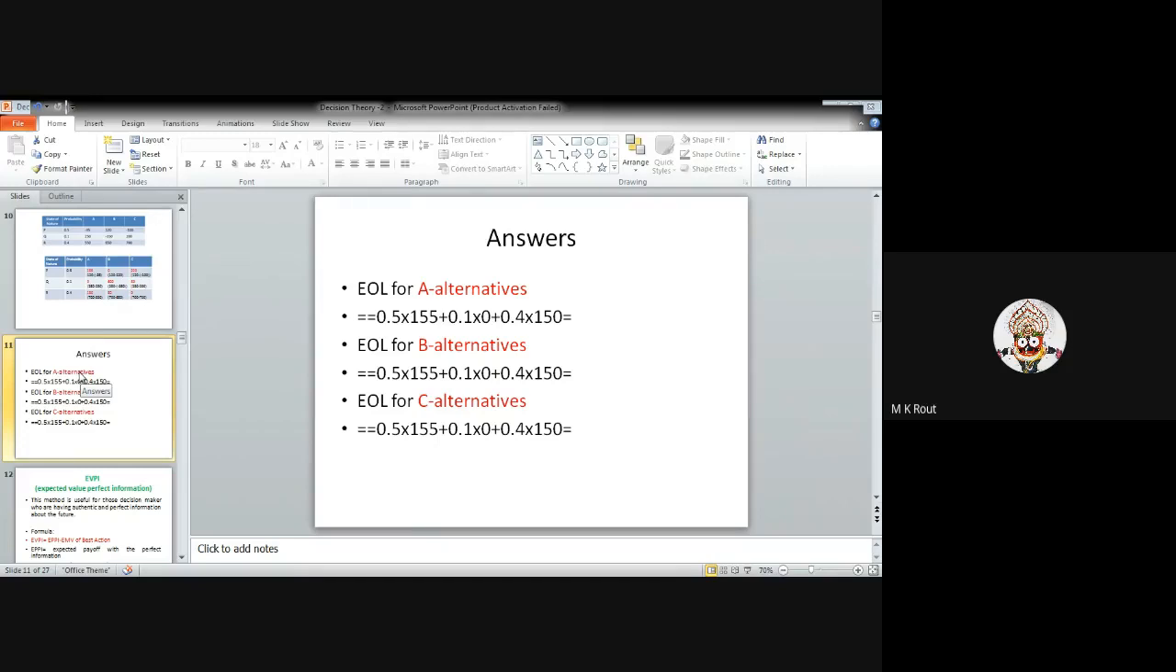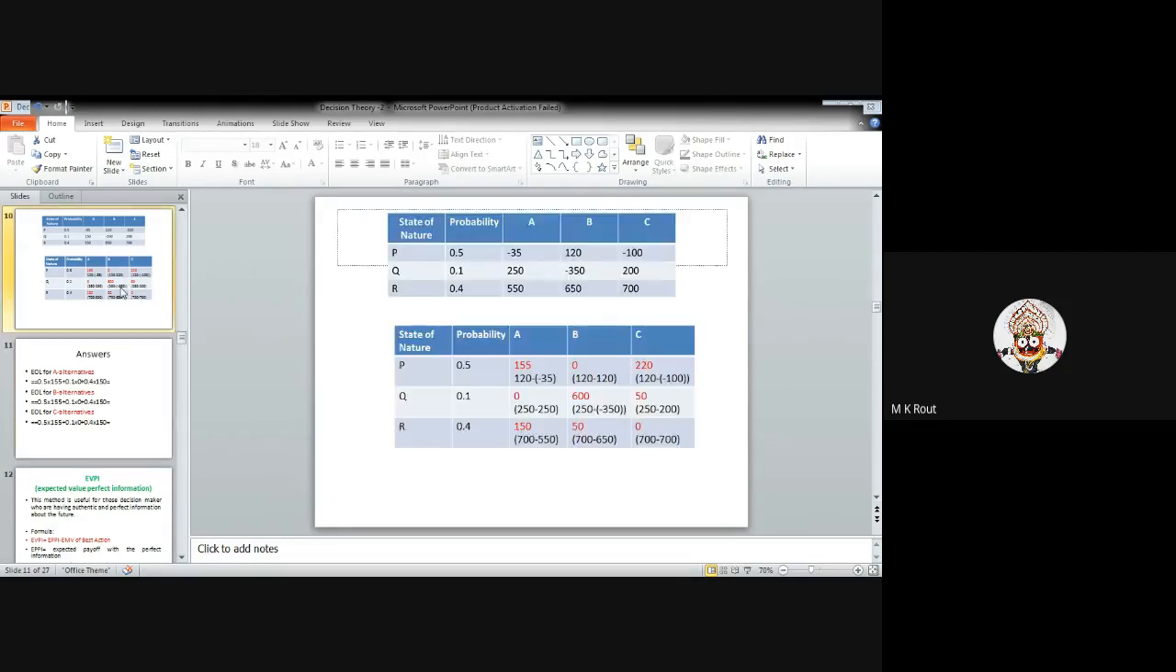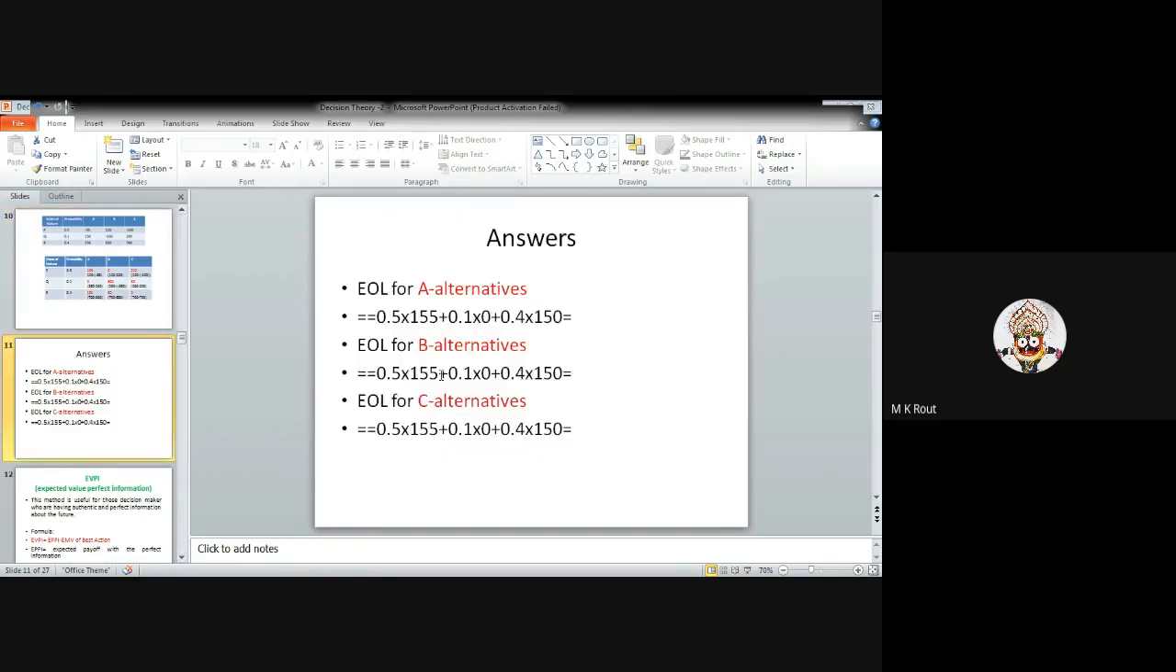For the three alternatives A, B, and C, in the first case, I write 0.5, and in column A we have 155. The next one is 0, and the last one is 150. That means the probability should be multiplied with each element of column A: 0.5 into 155 plus 0.1 into 0, and the last one is 0.4 into 150. Calculate this. Similarly, for alternative B, you have to calculate 0.5 into 0, correct this one, 0.5 into 0.